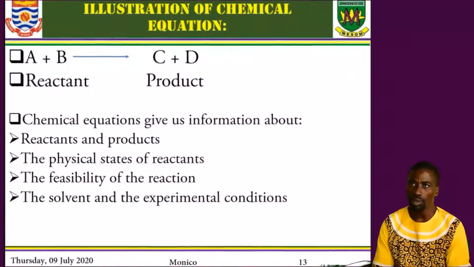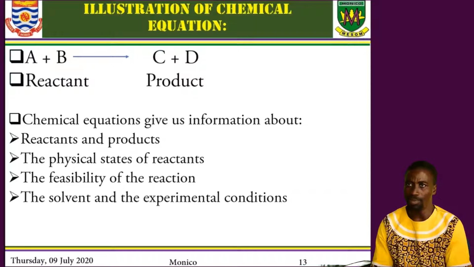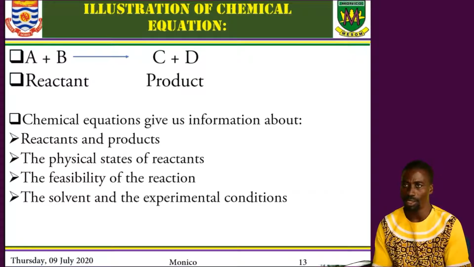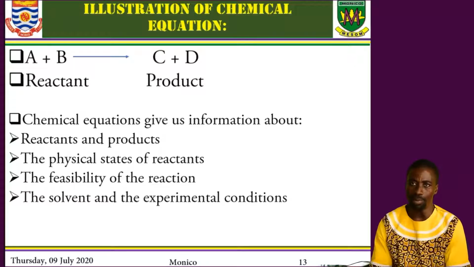Alright. Good. Now this is a general illustration of a chemical equation. So I have A plus B giving us C plus D. A plus B means they are the starting substances or the reacting chemicals, and they will give you what we call the product.